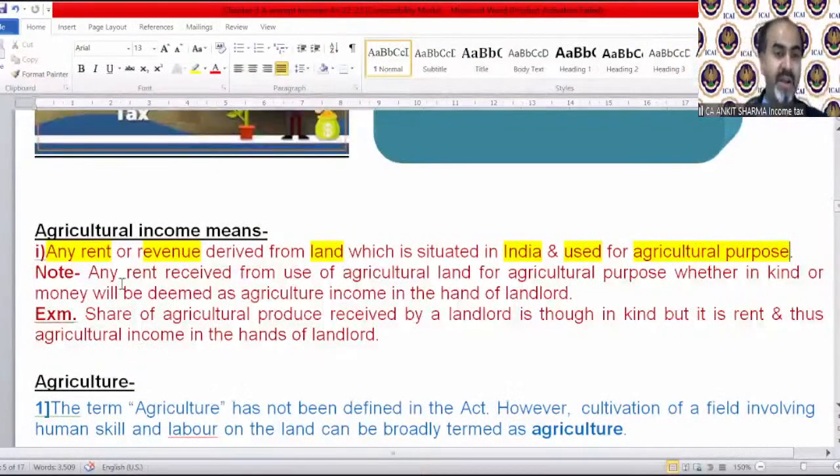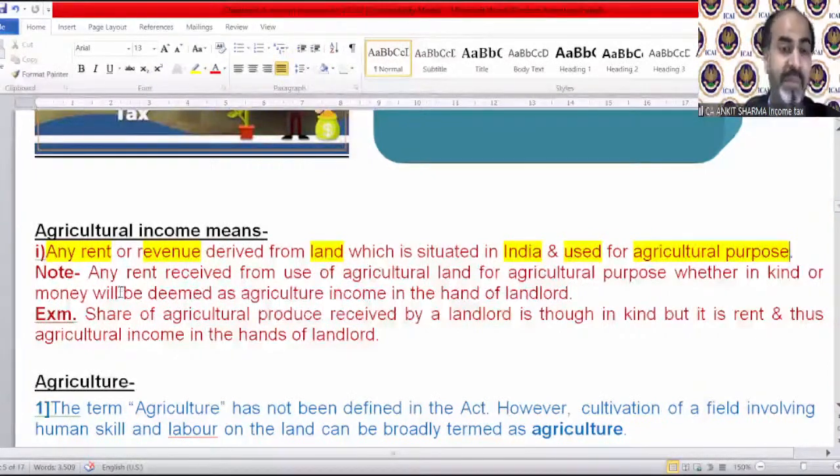Notes say any rent received from use of agricultural land for agricultural purpose, whether in kind or money. I have told you in the definition of income, income can be monetary or non-monetary. So same is here. Whether the rent is received in kind or money, it will be deemed as agricultural income in the hands of the landlord.